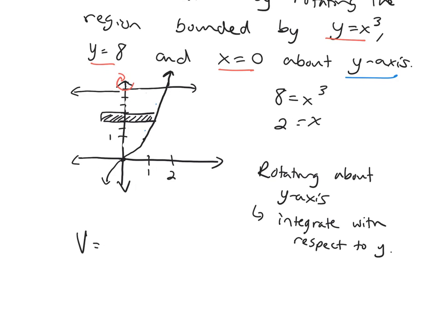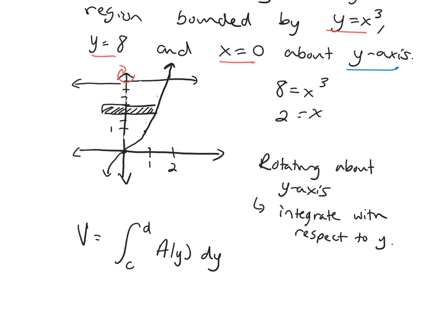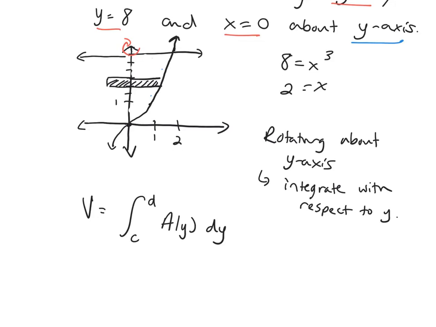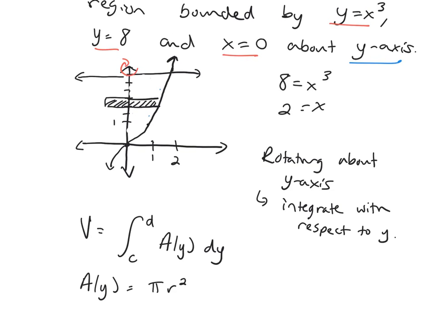So then the formula that I was using before, let's say C to D, now it's going to be A(y) dy. But I still have a disk, so my area formula is still going to be given by pi r squared. And now we've got to figure out what our radius is for this disk.